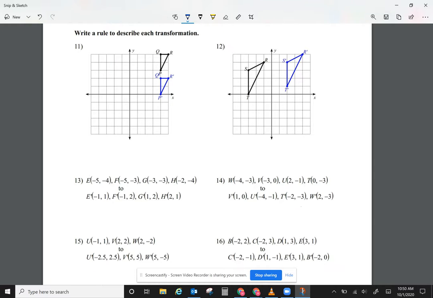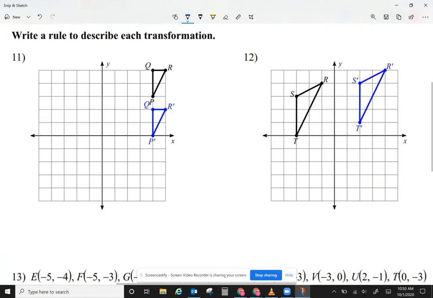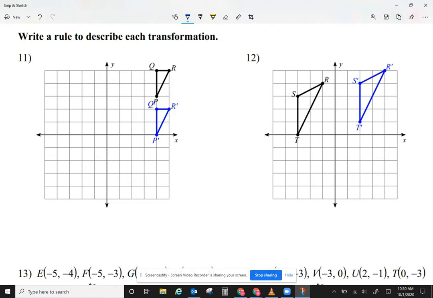Okay, so what we're going to be working on right now, practice, is how to find the rule, how to write a rule to describe each transformation. So some cases we have rules, but some cases when I give you guys a graph, sometimes it's just easy to tell.